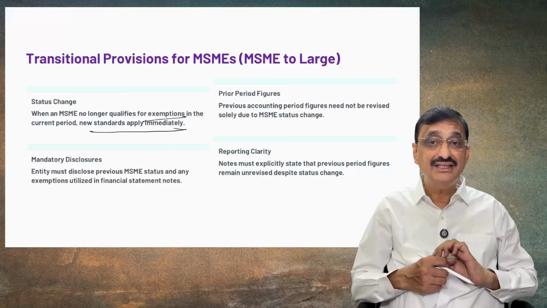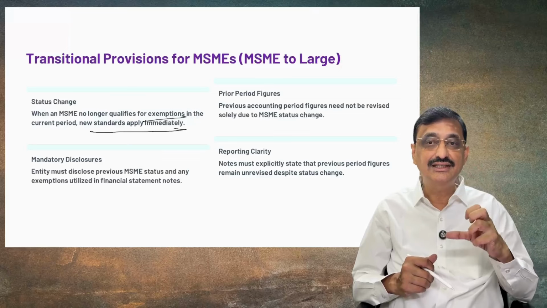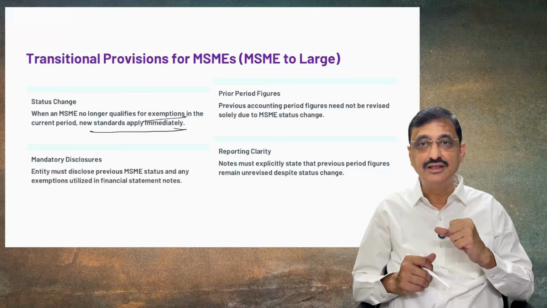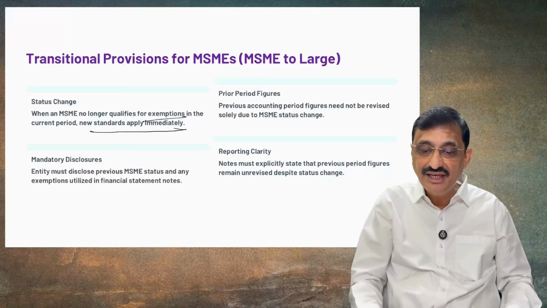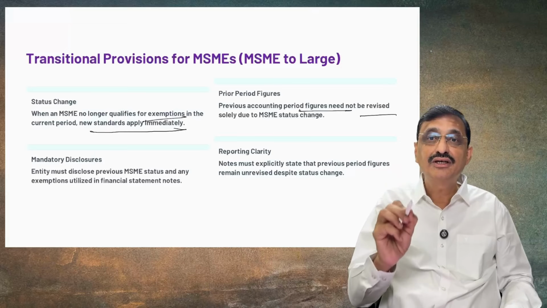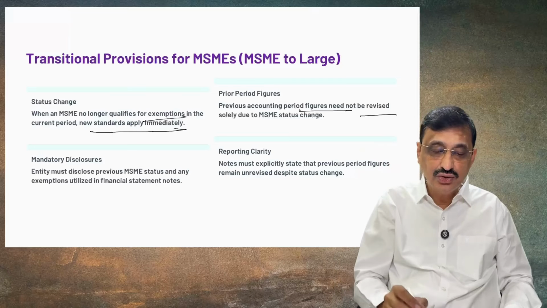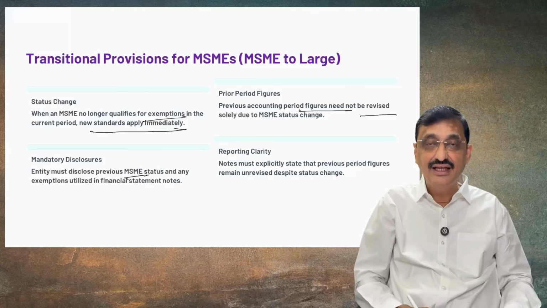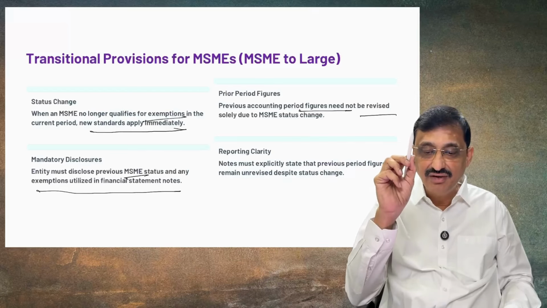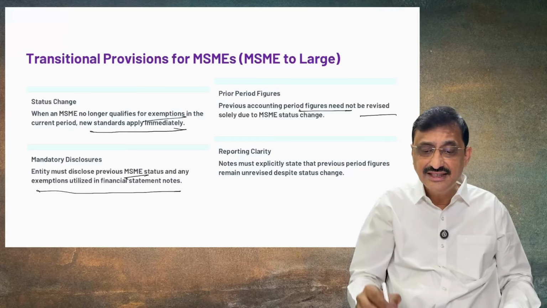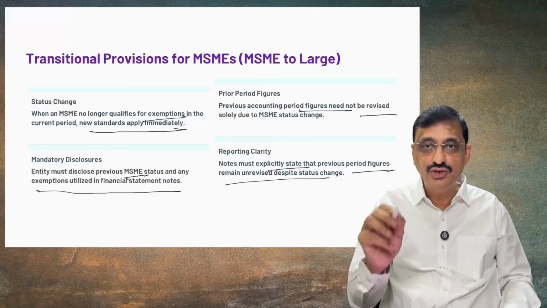Now, previously, last year it was an MSME. It had certain disclosure exemptions, or certain exemptions from accounting standards. But now when it has become large, everything is applicable to it. But a facility is given that the previous figures need not be revised because of the change in status from MSME to large. And also the entity should disclose that previously it was an MSME and it has utilized certain exemptions in the financial statements. It should be given by way of a note.